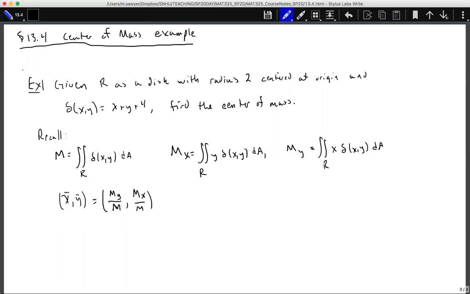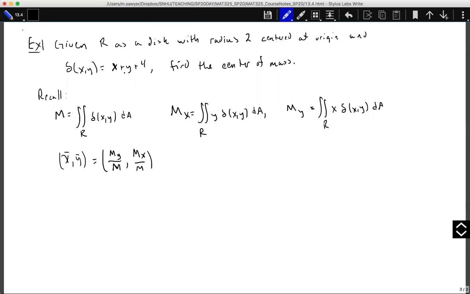Welcome to Calc 3. This is section 13.4, center of mass. This is going over an example of center of mass. So let's suppose that you're given the region as a disk with radius 2 centered at the origin, and delta, the density function, is given as x plus y plus 4, and we're asked to find the center of mass.